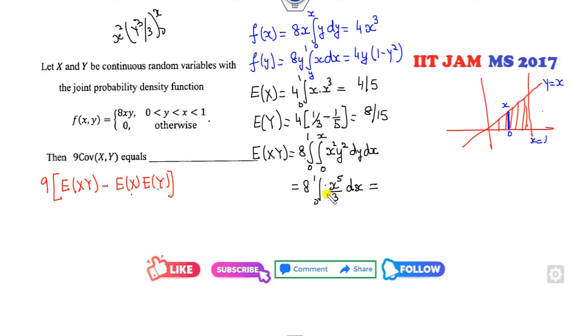So what is the answer of this? 8 over 3 is outside. It is 1 over 6. So 4, 2, 3, 2, 4. So it's 4 over 9.